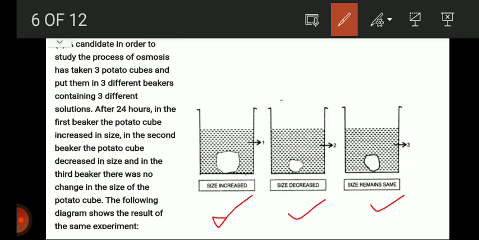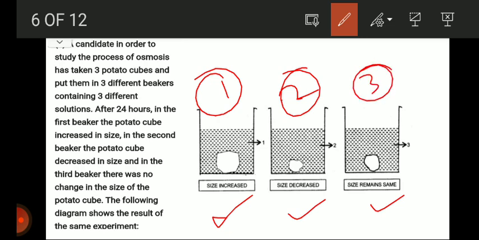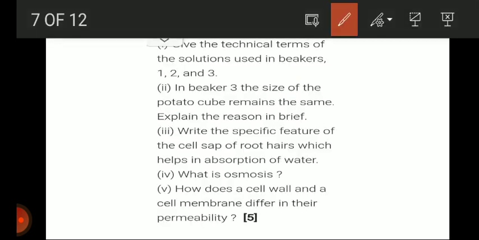Now, after 24 hours, in the first beaker, the potato cube increased in size. In the second beaker, the potato cube decreased in size, just the opposite. And in the third beaker, there was no change in the size of the potato cube, it remains the same. So the following diagram has been represented to show you the result of the same experiment. Then what is the question? Give the technical terms of the solutions used in beakers 1, 2, and 3.